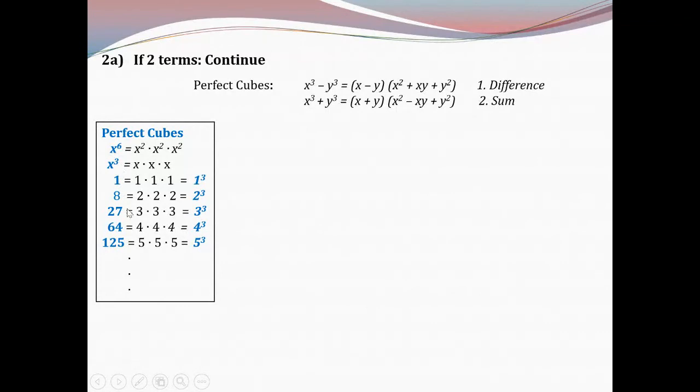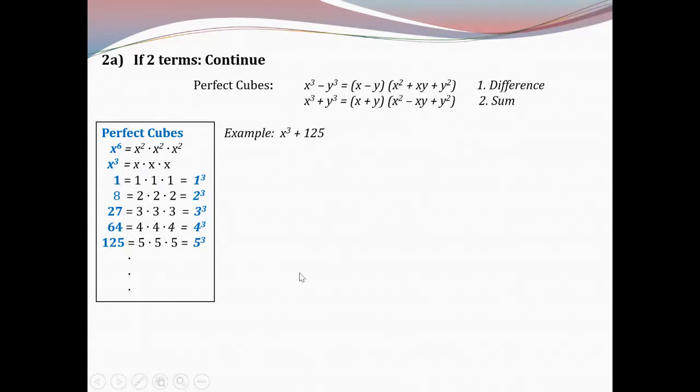So it's wise, guys, to know the perfect cubes, which are 1, 8, 27, 64, 125, and so forth. If you want to get more, just multiply 6 times 6 times 6, and that'll be what goes here, and do the same thing with 7 and 8 and so forth. Again, the more of these that you know, the better off you'll be. But these are the most common ones.